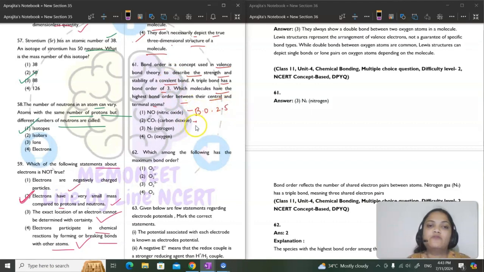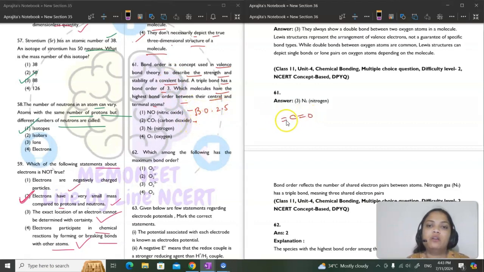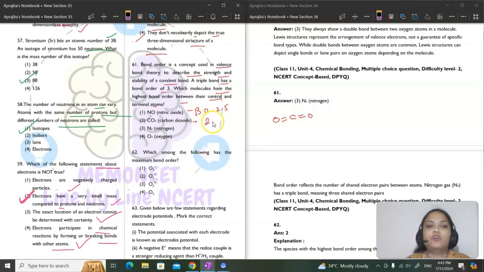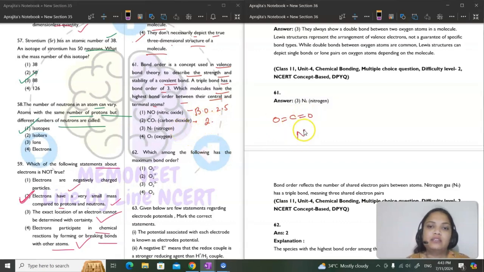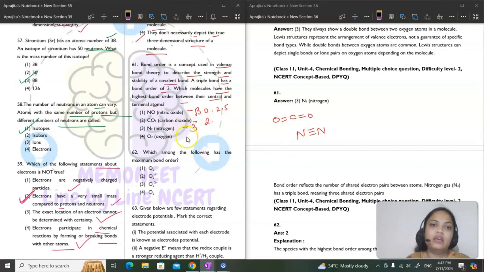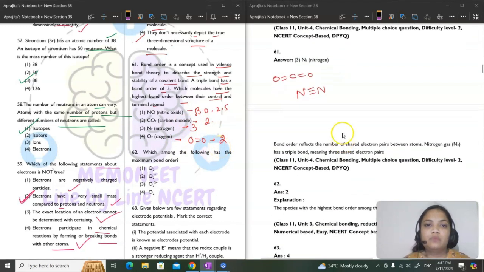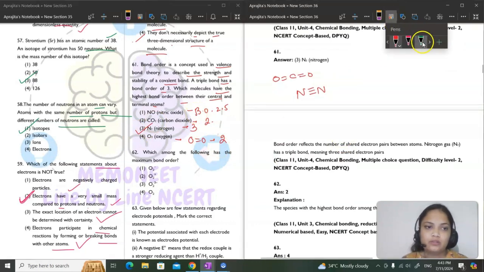Okay, it is calculated. For carbon dioxide there are two double bonds, right? So its bond order is 2. For nitrogen there exists a triple bond between the nitrogen atoms, so bond order is 3. And for oxygen again there's a double bond, so bond order is 2. So highest bond order will be in the case of nitrogen, so answer is option number 3.